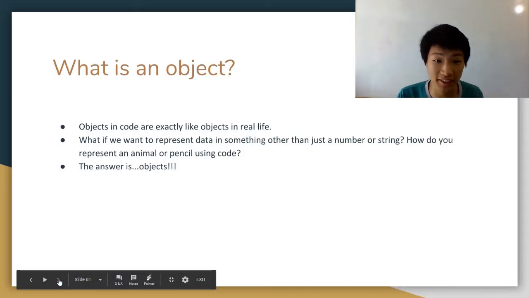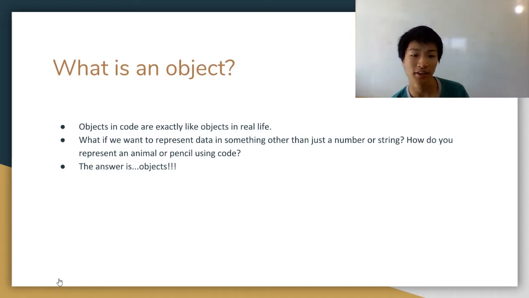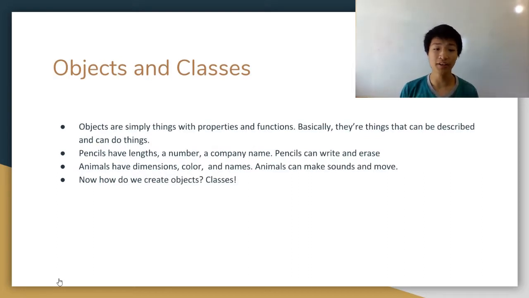So, what is an object? An object in coding is just like objects in real life. So far we have been working with very simple data: integers, strings, characters. But how would you represent real objects using that data? How would you represent an animal or a pencil using just strings and numbers? Well, the answer to that is by creating objects. So objects are simply things with multiple properties and multiple functions. Basically, they're things that can be described or things that can do things.